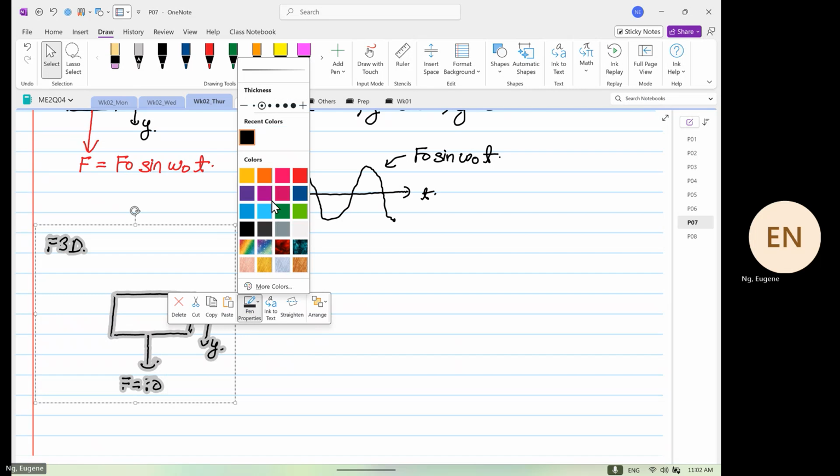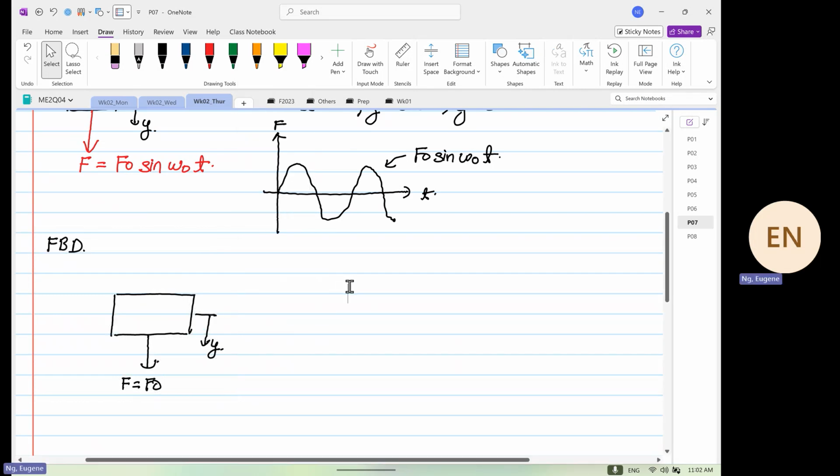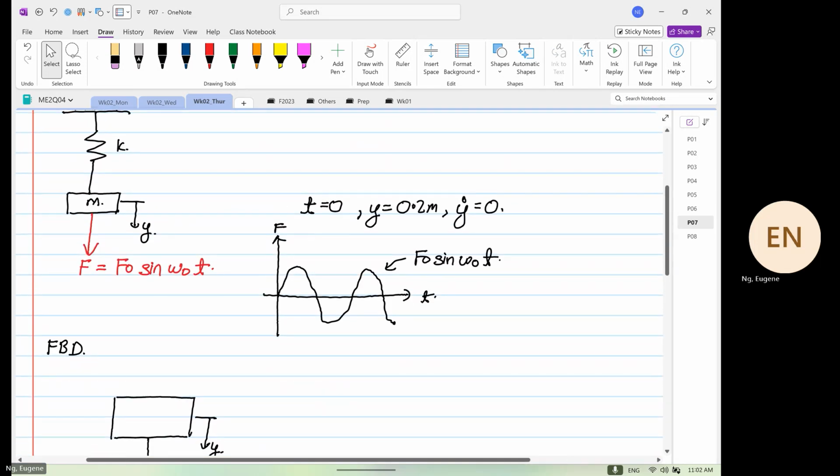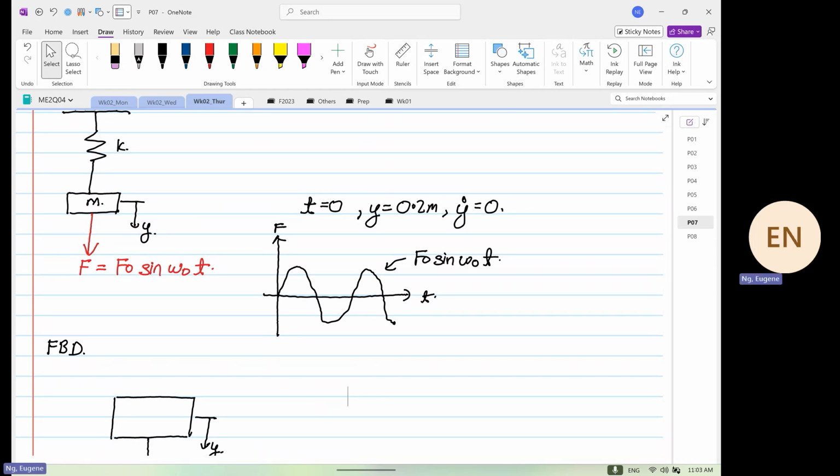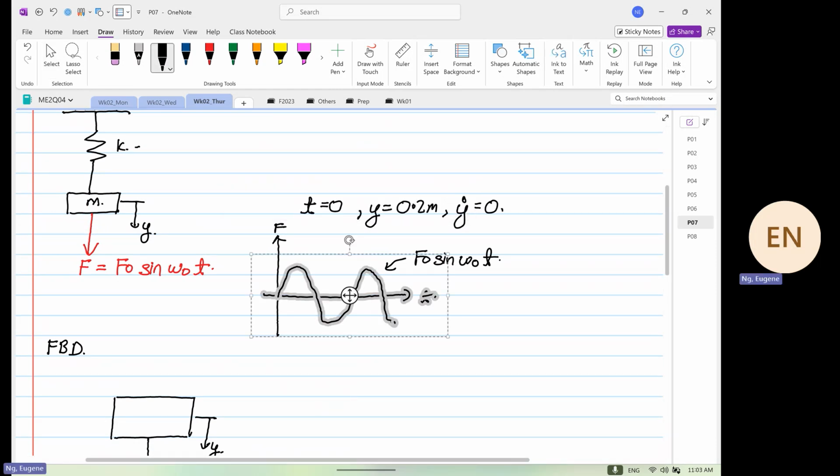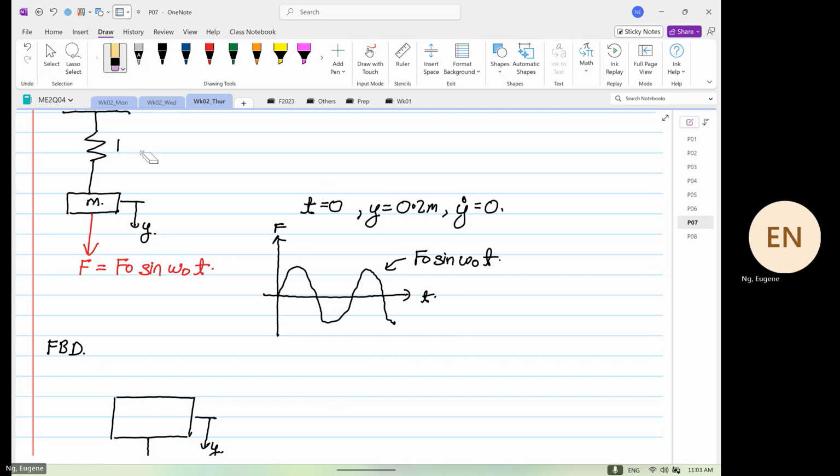Okay, what's your question? Why is it F naught equals sine omega naught T? I like to put that. That's the only reason. I like to, at time 0, have no force, and then have a sine.